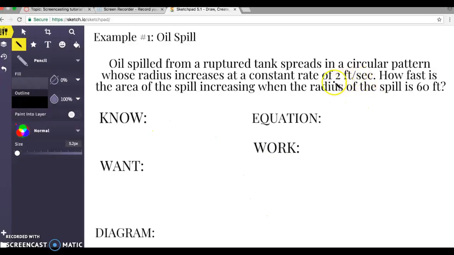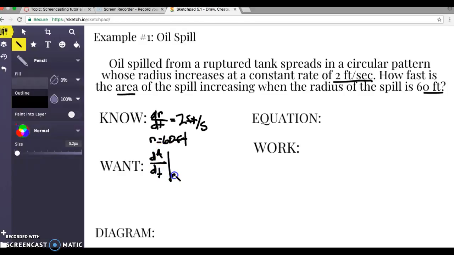So we know from this they give us the dr dt, 2 feet per second. So dr over dt equals 2 feet per second. And then they also give us the radius, r equals 60. And what they want us to find is the area, so dA dt when r equals 60.